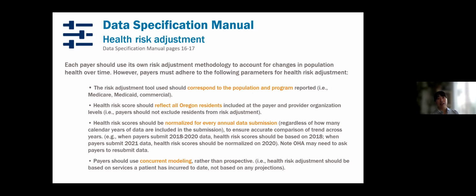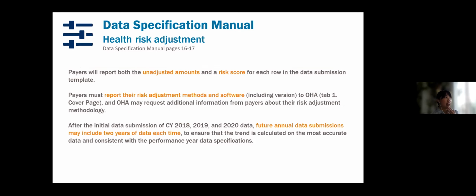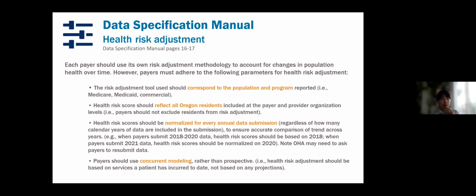So one big area where payers have flexibility in reporting is their health risk adjustment tool. In the manual on these pages and shared on these slides, we outline certain parameters for your health risk adjustment. Some payers have contacted us early with some questions about this, and maybe the tool they use is appropriate, but it doesn't fulfill one of the criteria. And if that's the case, for this first year, please reach out to us and let us know what's going on, and we'll take it from there.